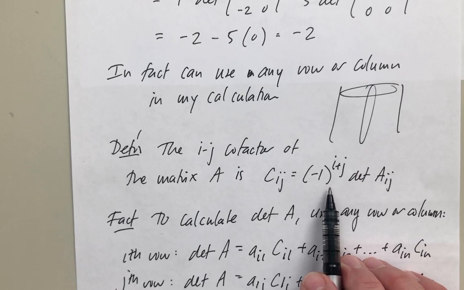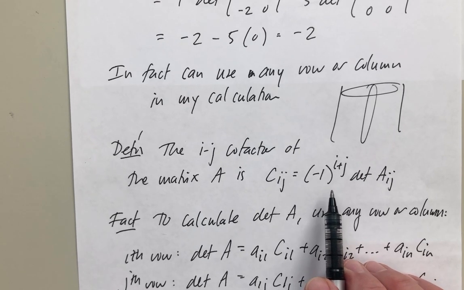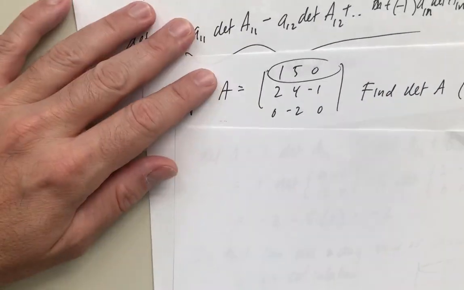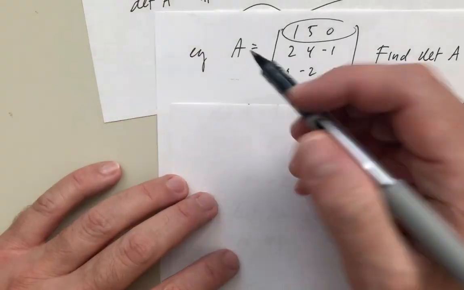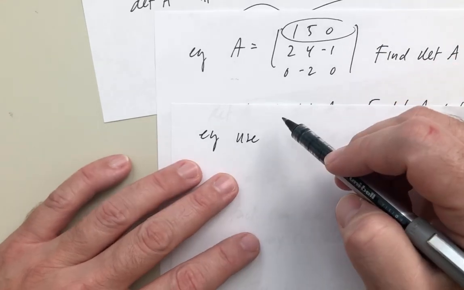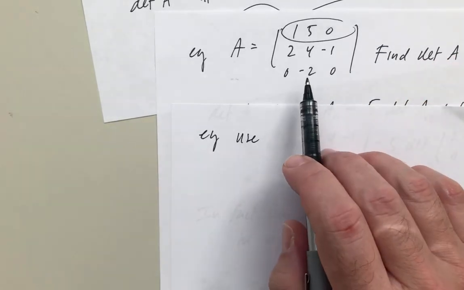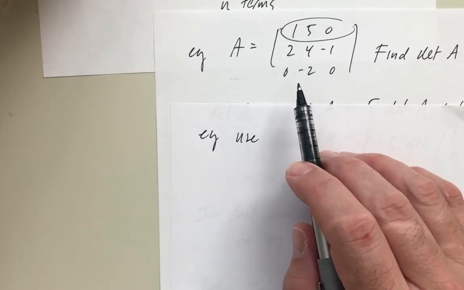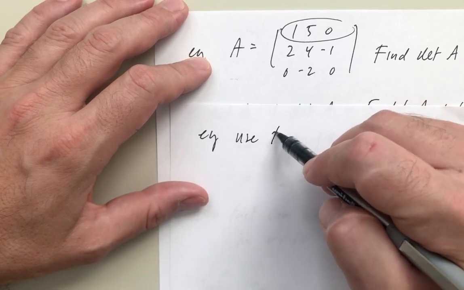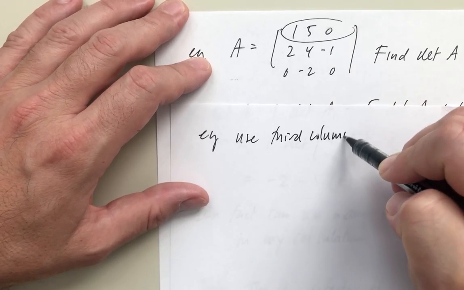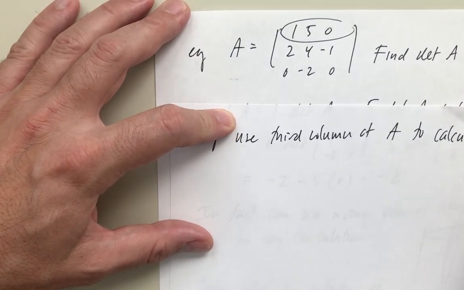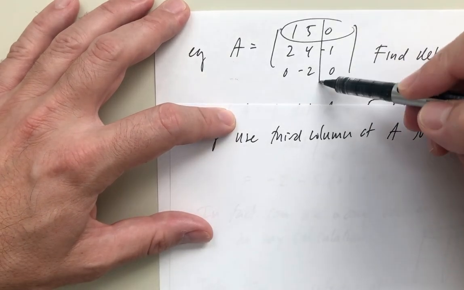Let me actually show you an example of this where I look at the matrix we did up here. So for example, let's use, well, I should say that when I'm picking which row or column to use, I want to pick one where I have the most zeros, right? We already saw that having lots of zeros is useful. So let's use the third column of A to calculate det A. Okay, so now I'm going to use this column here.